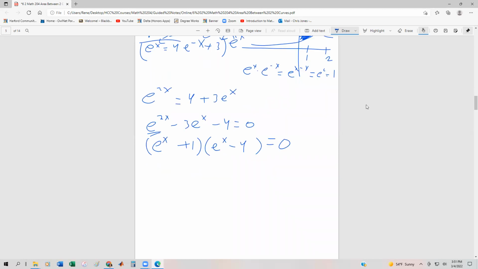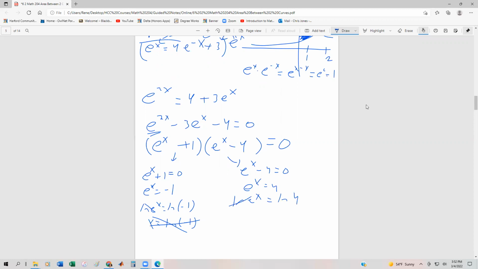And so the two solutions are generated when e to the x plus 1 is 0 and e to the x minus 4 is equal to 0. Or e to the x equals -1, and e to the x equals 4. To undo an ln or an e, we're going to take the natural log of both sides. So ln of e to the x equals ln of -1. The ln's and e's go away, so we get x equals ln of -1, which is not a real solution. However, over here, ln of e to the x equals ln of 4, and the ln's and e's cancel out. x is equal to the ln of 4.